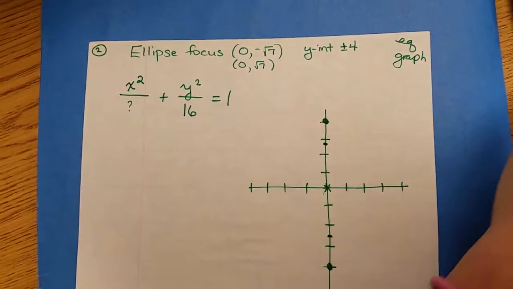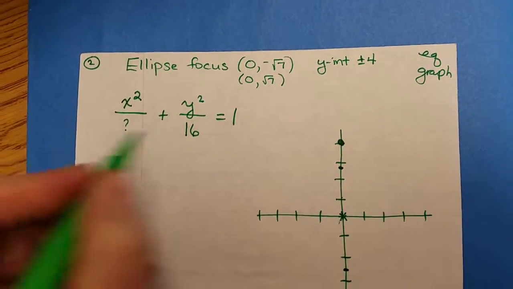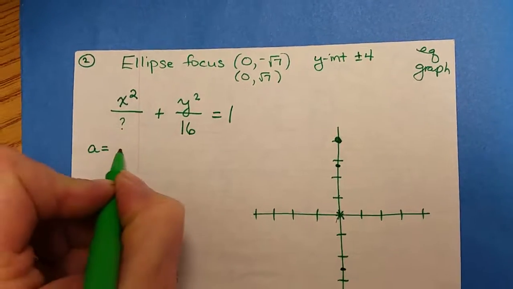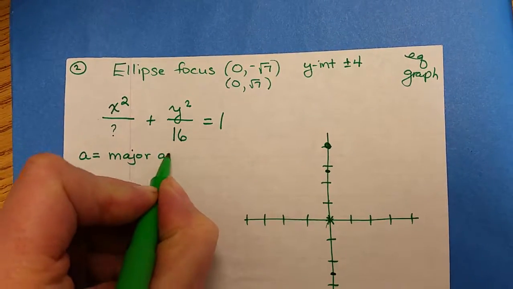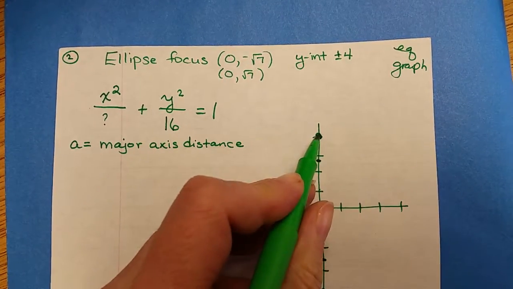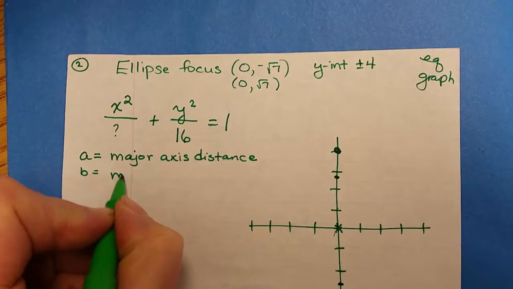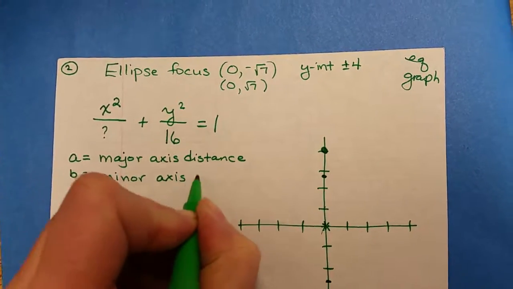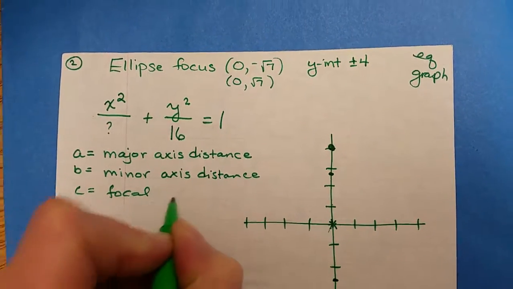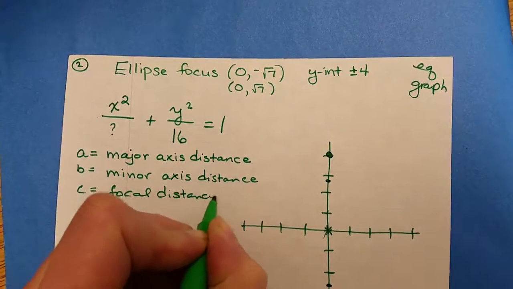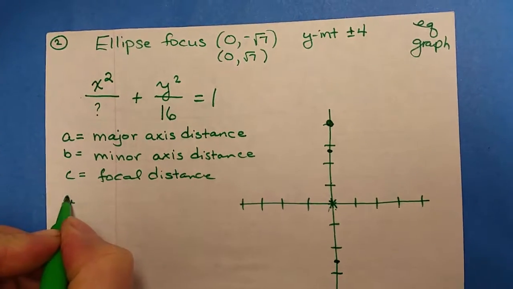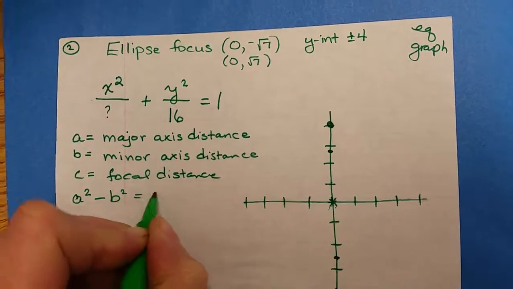But what we do know is that in an ellipse we kind of have a squared, b squared, and we also have a c squared. A is the major axis distance from the center to the edge of the ellipse. B is the minor axis distance. And C is the focal distance, in this case, from the center to the foci. All right, and what we also know is that there's a relationship here that a squared minus b squared equals c squared.